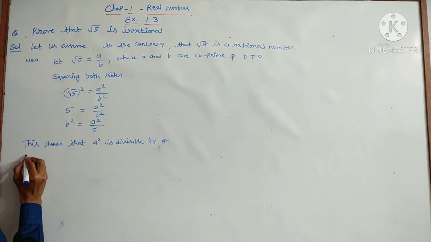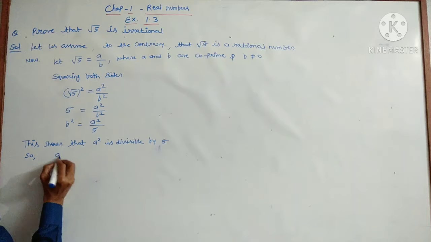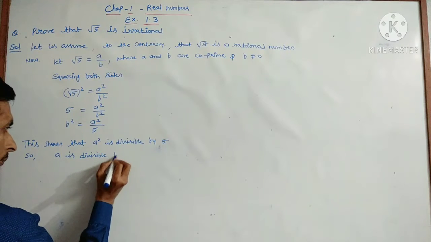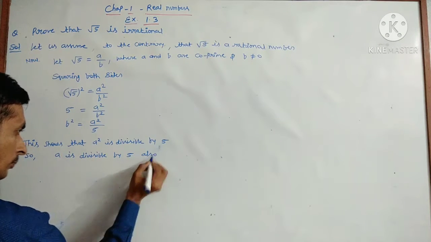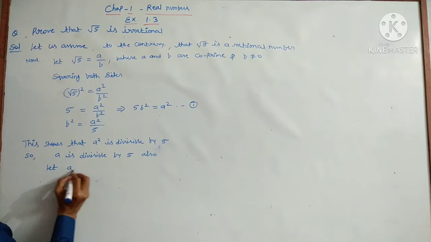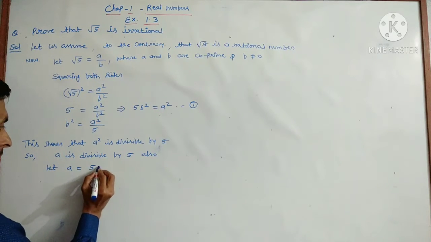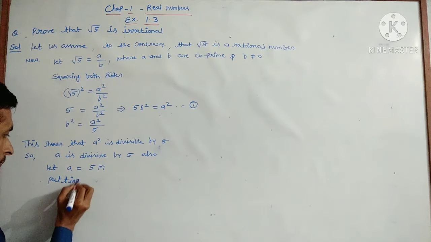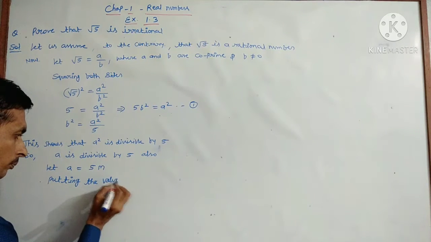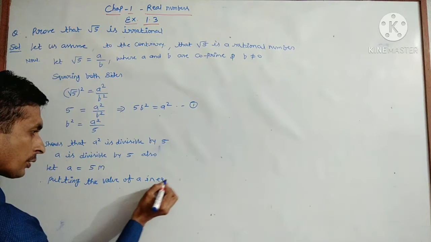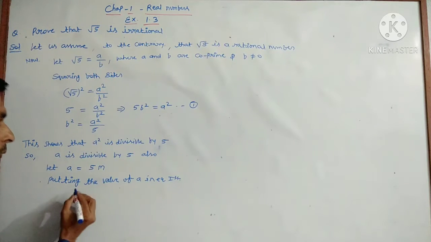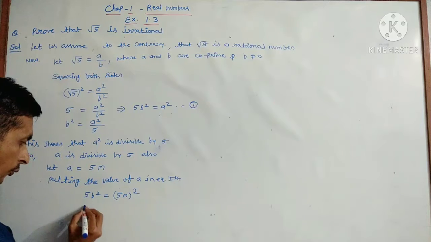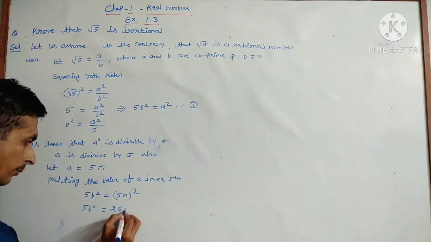So a is divisible by 5 also. Let a equal to 5m. So putting the value of a in the first equation. This one is the first equation. So you can put 5b square as it is, and a square as 5m whole square. So 5b square is equal to 25m square.